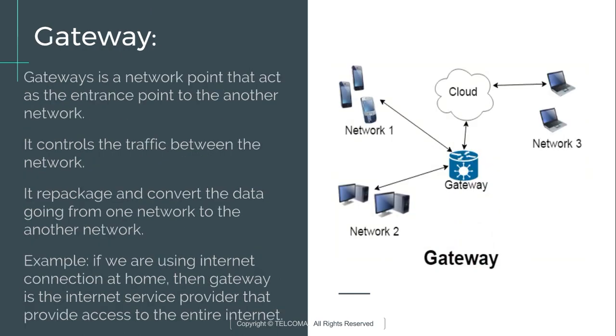The next network element is gateway. A gateway is a network point which acts as the entrance point to another network. It controls the traffic between the networks and it repackages and converts the data going from one network to another network. If we are using an internet connection at home, then the gateway is the ISP, the internet service provider, that provides access to the entire internet. It means our ISP acts as the gateway in the network. As shown in the diagram, the gateway connects the three different networks together.